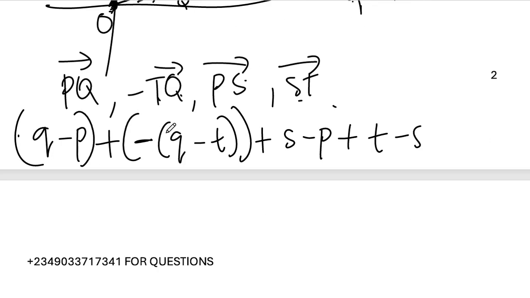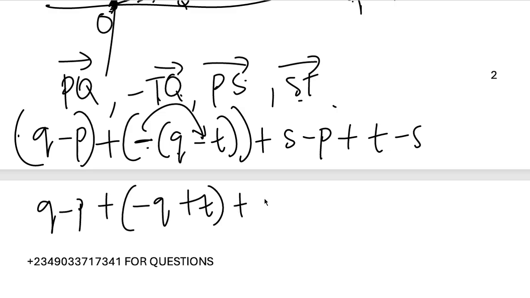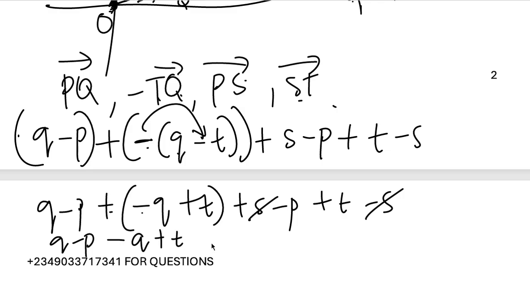So resolving everything, we're going to have Q negative P plus, and then negative Q, negative of negative is positive, right? And then that's a positive T, then plus S negative P plus T negative S. So S and negative S go, right? And then we're going to have Q negative P, and then plus you're going to have negative Q positive T, then negative P plus T.